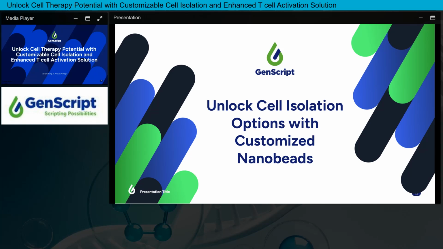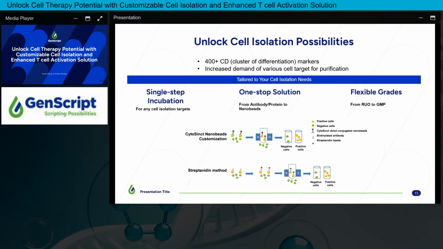So from now, I'd like to dive a little bit deeper into the customization beads service that we recently launched. As many of you may already know, there are more than 400 clusters of differentiation, the CD markers, on the cell surface in humans, and there are many types of cells that could potentially be used as a target for cell therapy development or simply research, much more than the traditional T cells, NK cells, or stem cells.